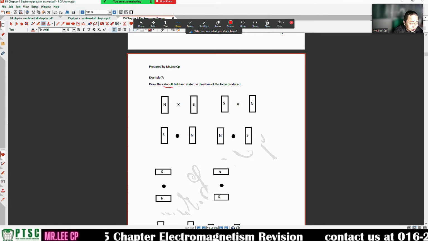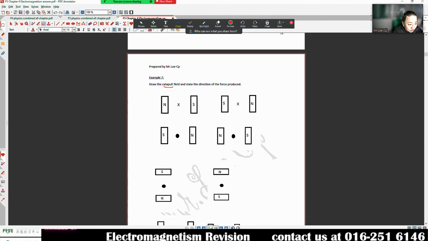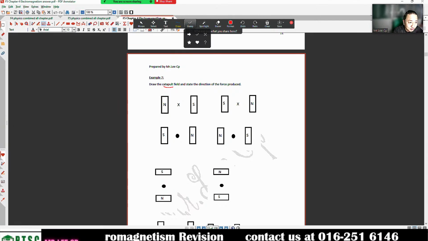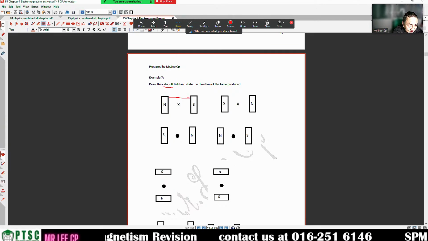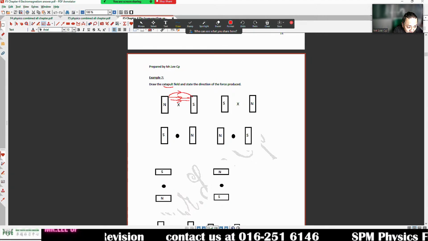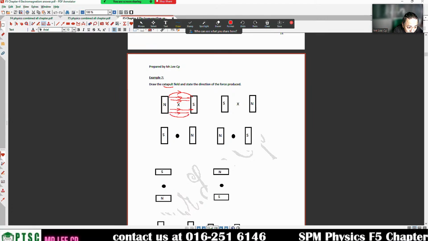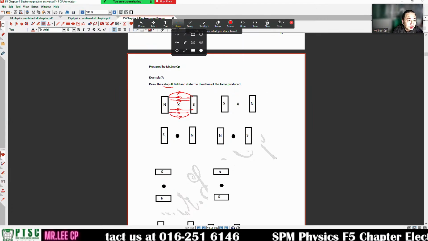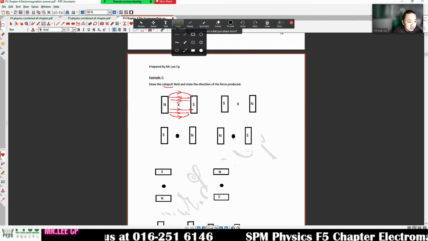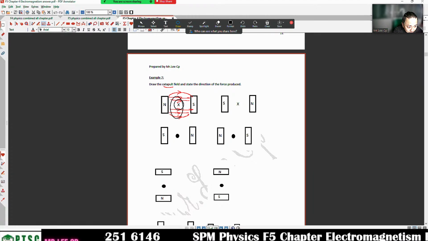Draw the catapult field, right? So draw the catapult field. It is actually north to south. This one we have done. Never mind. North to south. I draw 1, and then I draw 2, and then I draw 3. And then your catapult field here. Wait, not yet catapult field.